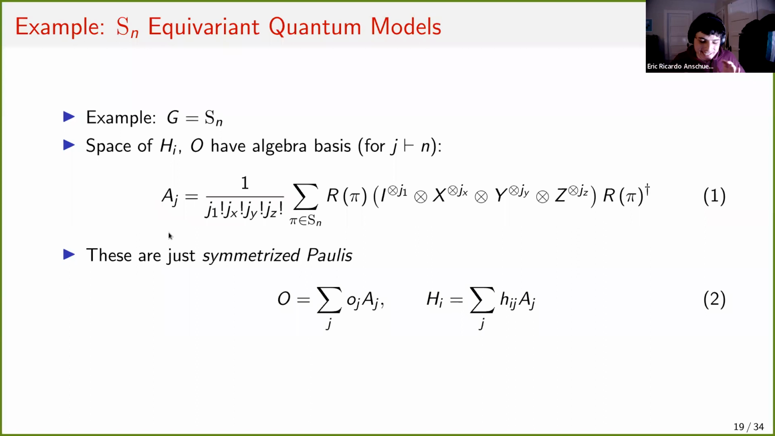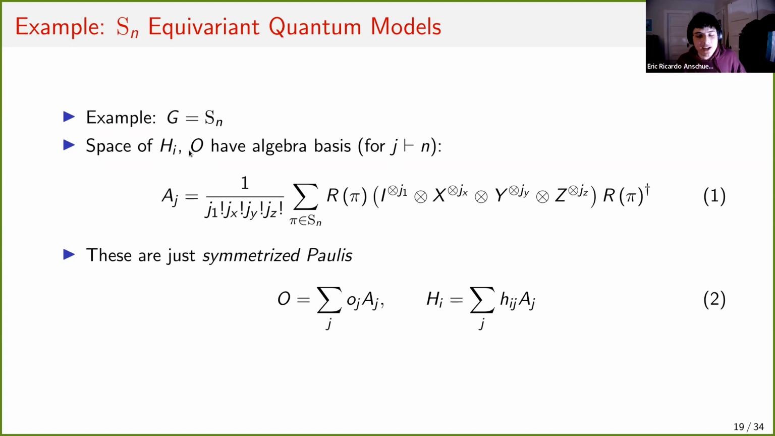So I'm going to just focus on the symmetric group because being concrete here is probably the easiest way to explain these concepts. So let's just fix our symmetry group to be the symmetric group, the group of permutations. And it turns out that anything that commutes with this product of swap operators, any of these H_i or O, we can write in a basis that's given by symmetrized Pauli operators.